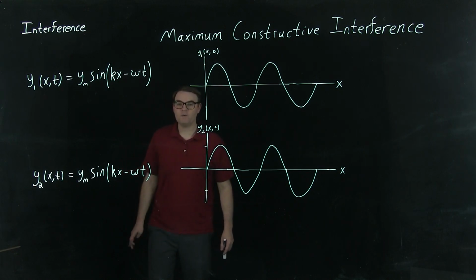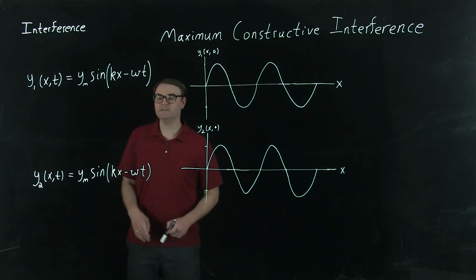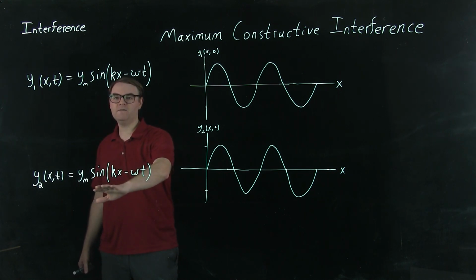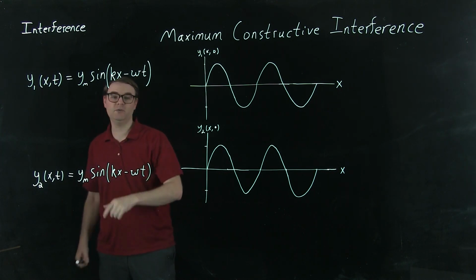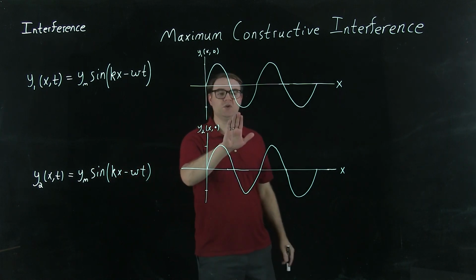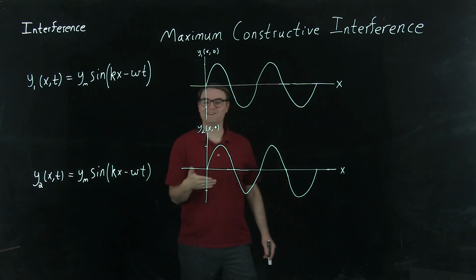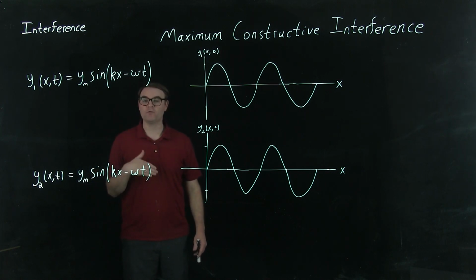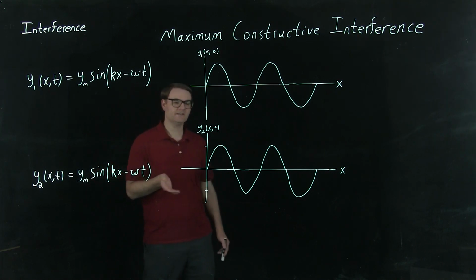Welcome everyone. Today we're going to start talking about interference. What I have for you today is two sine waves that are identical to each other. I've drawn these two waves over here, and our task is going to be to add together the waves to see what the resulting type of interference is.